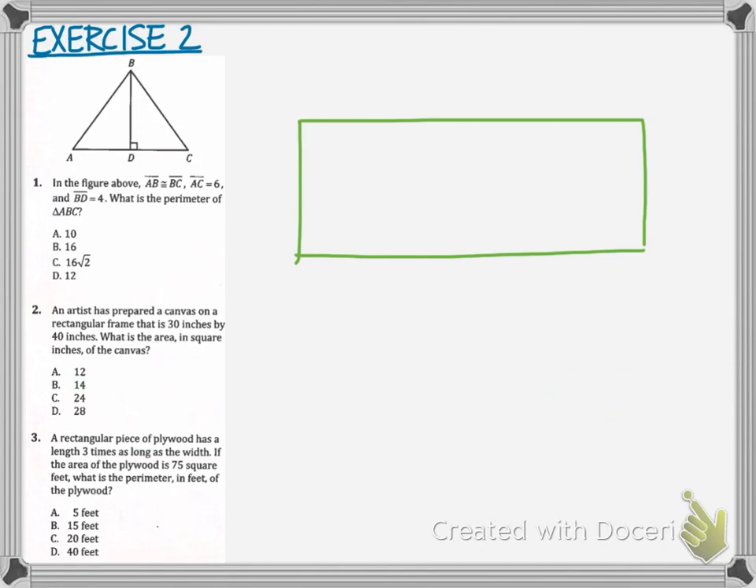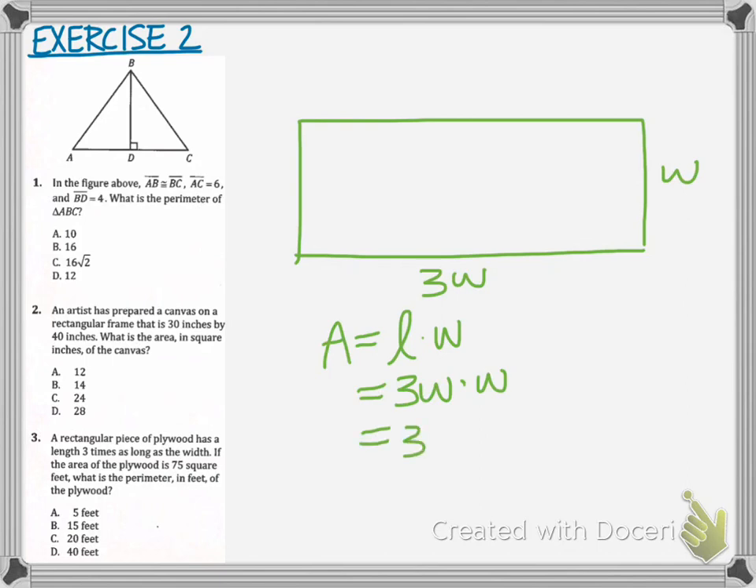Okay, for number 3, we have a rectangular piece of plywood. It has a length 3 times as long as the width, but we don't know the width. So let's call the width W, and if the length is 3 times that, we can call the length 3W. All that we know is the area is 75 square feet. So area of a rectangle is length times width. In this case, our length is 3W, our width is W. So 3W times W is 3W squared.